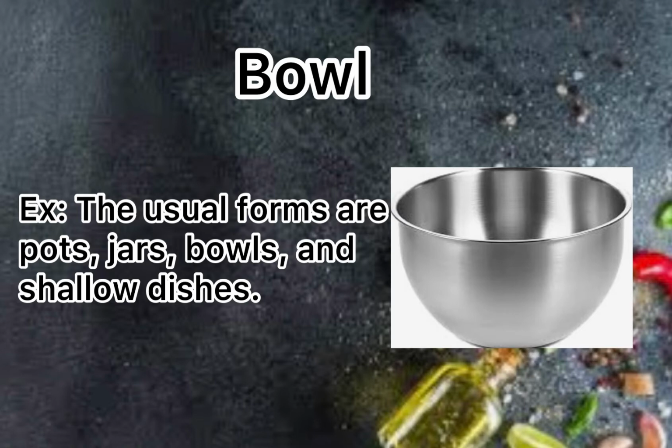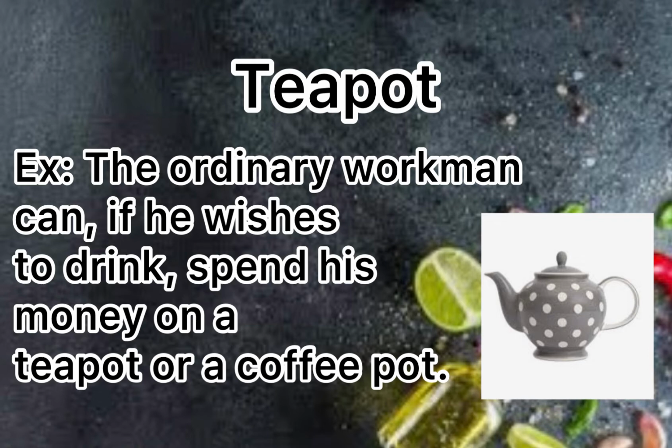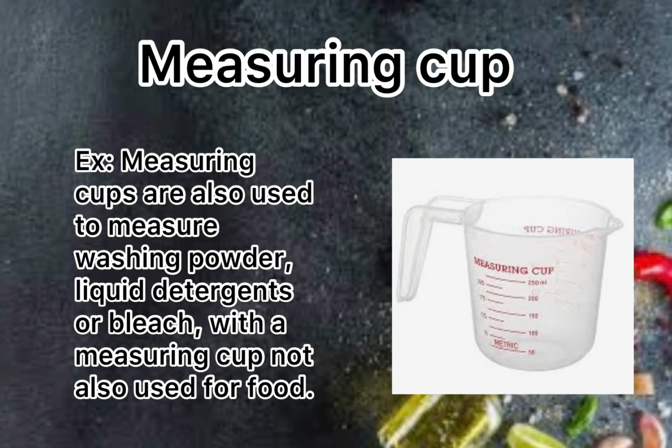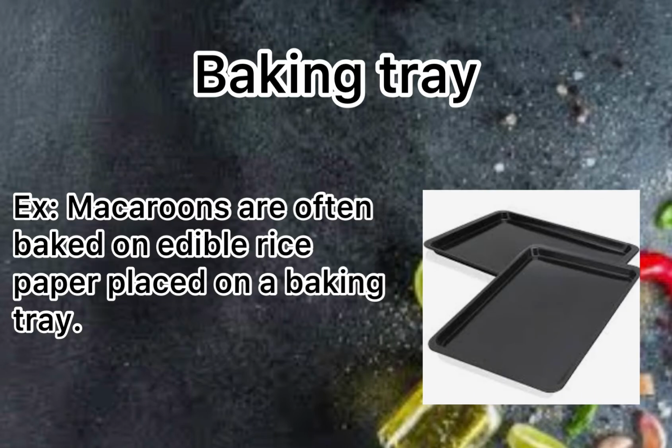Bowl. The usual forms are pots, jars, bowls, and shallow dishes. Teapot. The ordinary workman can, if he wishes to drink, spend his money on a teapot or a coffee pot. Measuring cup. Measuring cups are also used to measure washing powder, liquid detergents, or bleach, with a measuring cup not also used for food. Baking tray. Macaroons are often baked on edible rice paper placed on a baking tray.